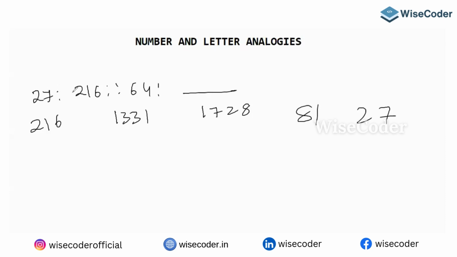27, 216, 64, dash. Yeah, I think I have written the wrong options. Wait a minute, let me give your options. Because you are not going to get your answer. Your options are 512, 729 and 1000.